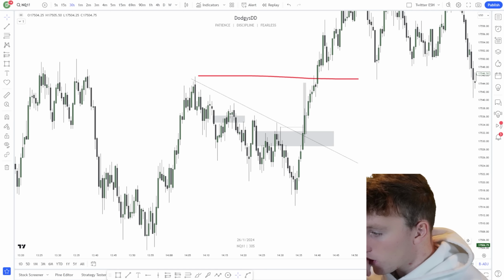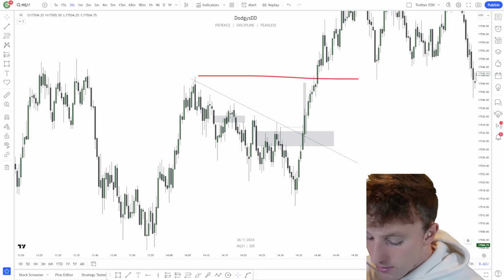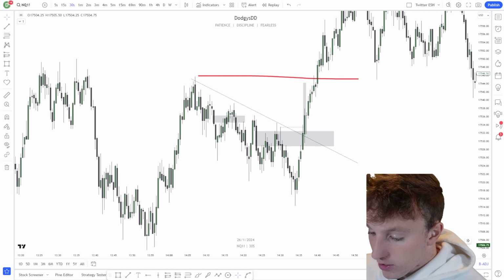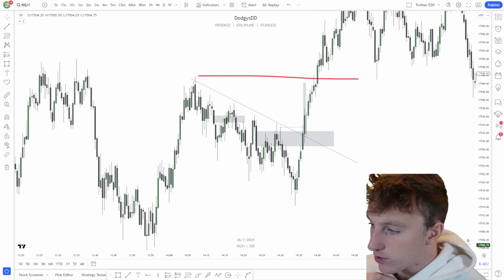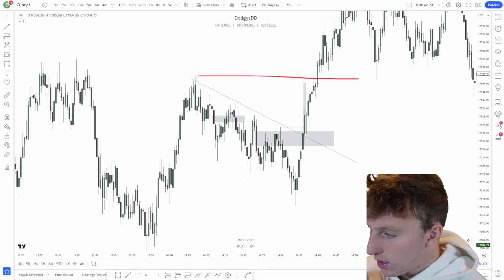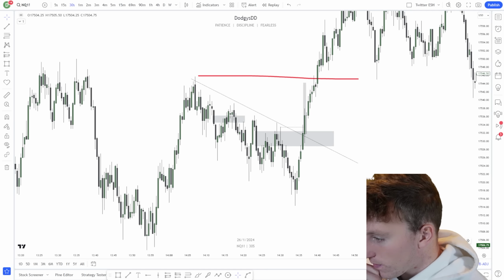Which one's better, Top Step or Apex? It really depends on the trading style. If you're trying to practice a new strategy, Apex for sure, because the Top Step account's more expensive.